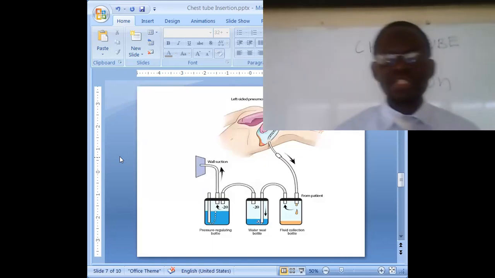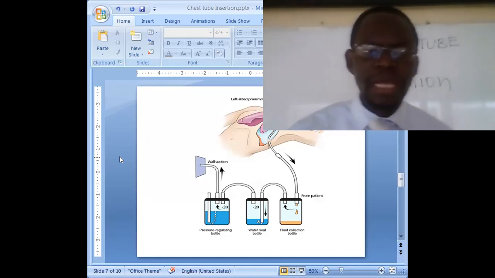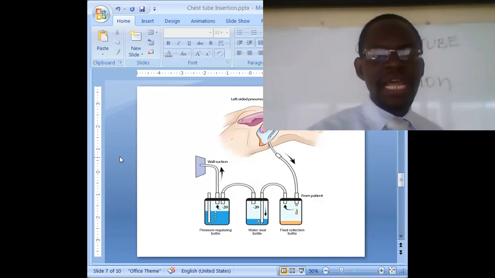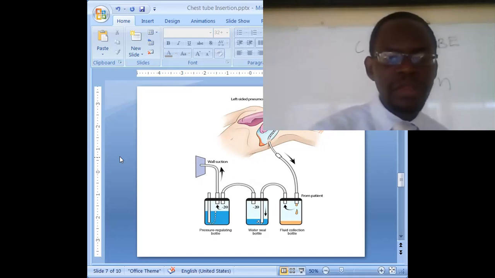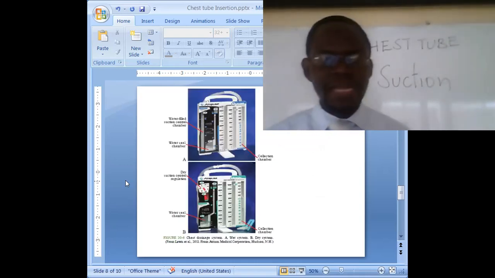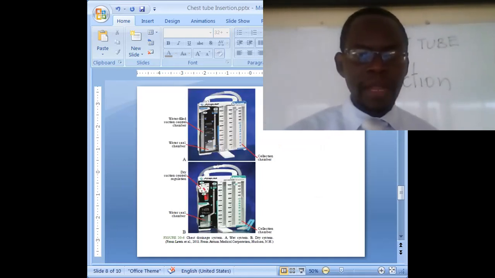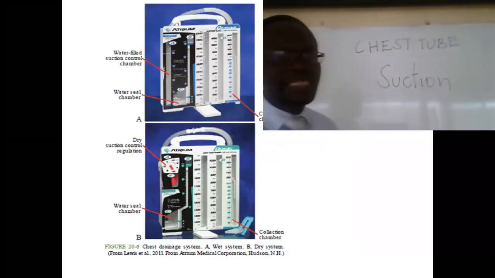So basically, as you can see there, the chest tube is connected to a patient at the intercostal spaces that we talked about. Then you have the drainage, then the water seal chamber, and then the suction or pressure regulating bottle. So it basically looks like that. If you can see, it is a 3-in-1.